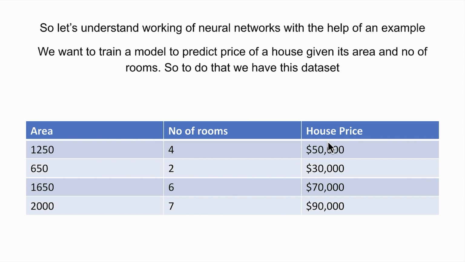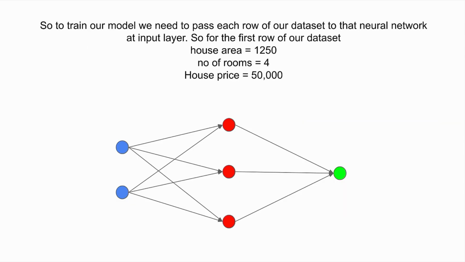Now, to train our deep learning or neural network model on this particular dataset, we are going to pass each row of our dataset to our neural network. For the first row of our dataset, the house area is 1250 and the number of rooms is 4. The actual price of that house is 50,000. So we are going to pass the area and the number of rooms at the input layer: 1250 for the area and 4 for the number of rooms.